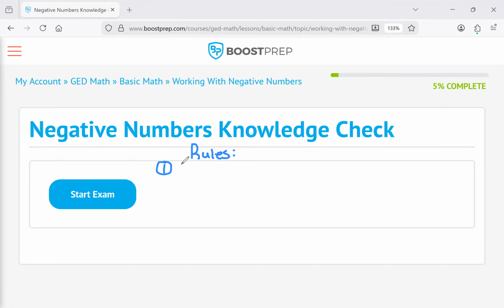What I would do is use the money scenario. So when you're adding or subtracting negative numbers, that's not the same as multiplying or dividing. I always tell my students, just think of the money scenario. A positive sign means how much money you have, and a negative sign means how much money you owe. Okay. So let me write that down.